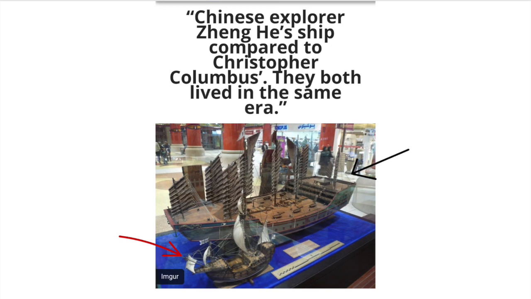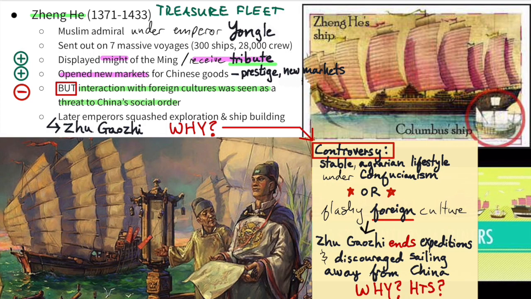All right, so this is supposed to display the might and the prestige, or the clout, of the Ming Dynasty. They go out and collect tribute from these lands, including like they go to Africa and get giraffes and lions and all these exciting things and bring it back to the Royal Zoo in the Forbidden City. And so this is all to show off how powerful the Ming Dynasty is. So it gains them prestige and it also gains them new markets. So good for the economy.